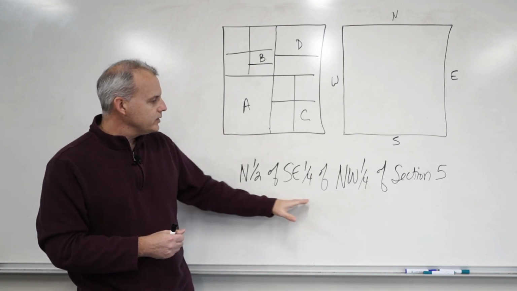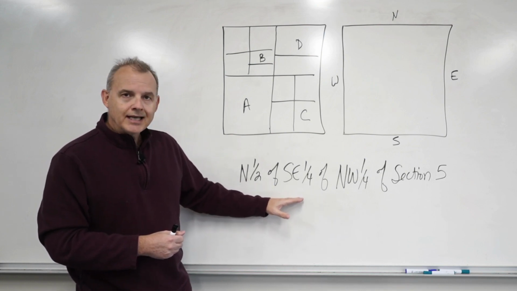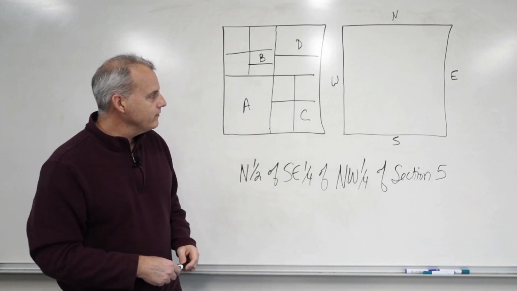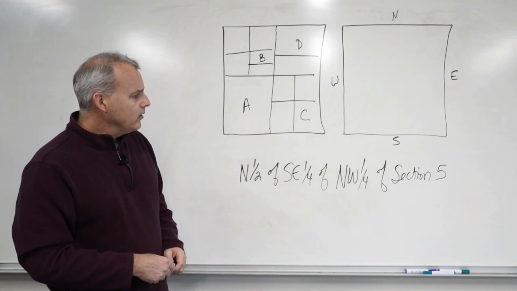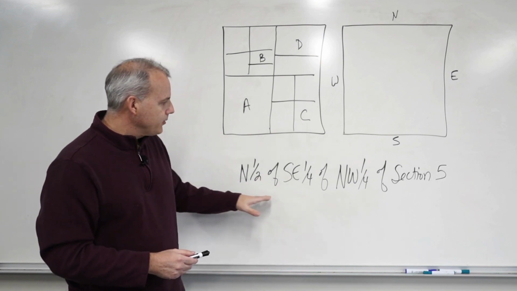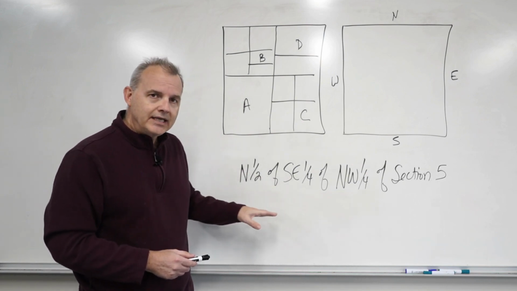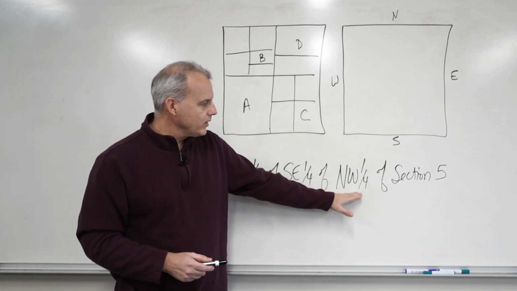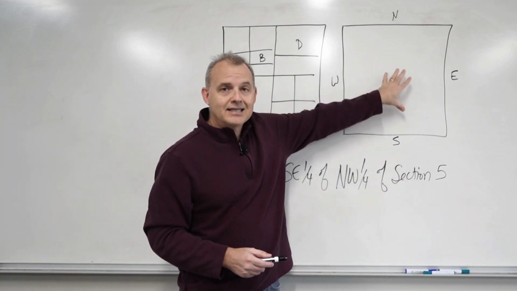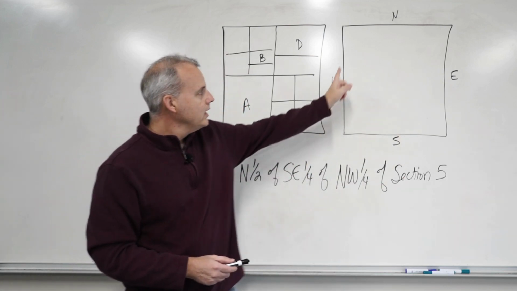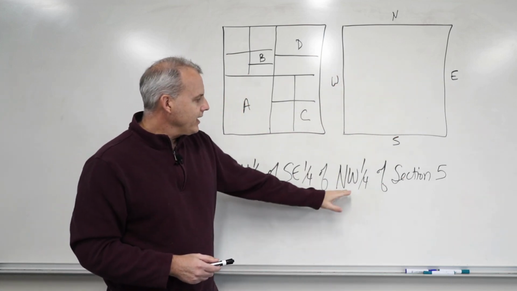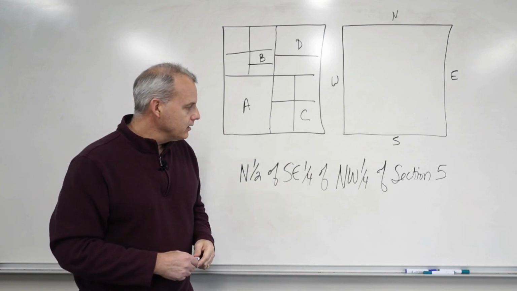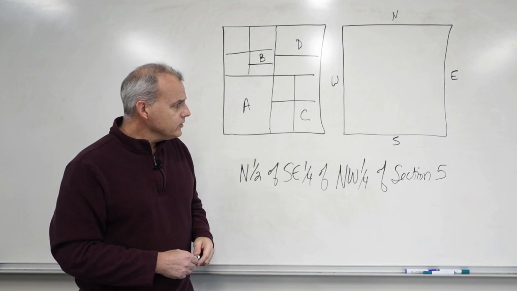Remember, anytime you see a word problem like this, you automatically know that we're dealing with a section of land, which is 640 acres. All right? Now, in our example here, this is a three-part legal description: the north half of the southeast quarter of the northwest quarter of Section 5. So this is Section 5, the full 640 acres. We have to calculate each one of these individually. It's a three-part legal description.